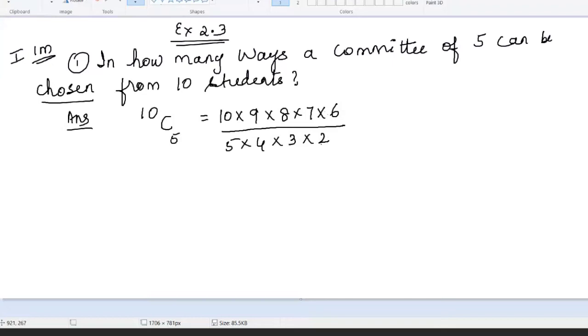Okay, so I can cancel here. 3 twos are 6, it goes. 5 ones are 5, twos are 4, ones are 4, twos are. So 2 into 9 into 2 into 7 will give me 252. This is my first answer.